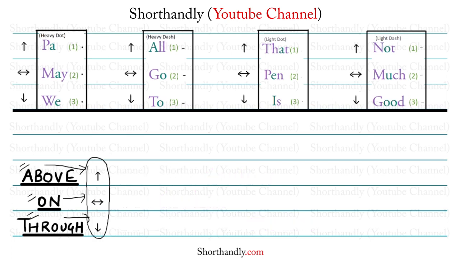First of all, as you can see, we have this line here. This is a line and this is a line. In the same way, we have this line. Suppose now we make a stroke like this. As you can clearly see, this stroke was made above the line. And now if you make the same stroke again like this, you can clearly see that this stroke was made on the line.